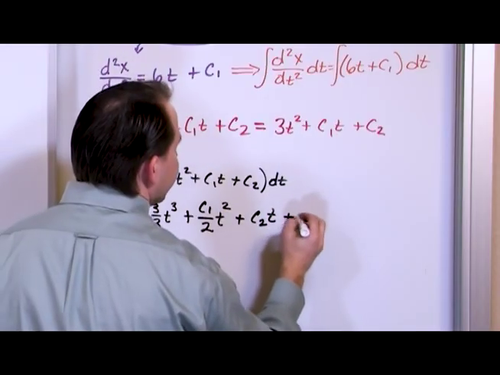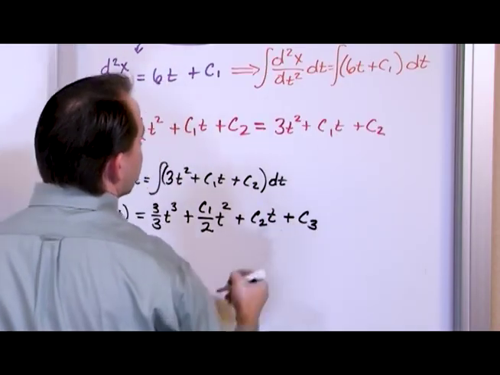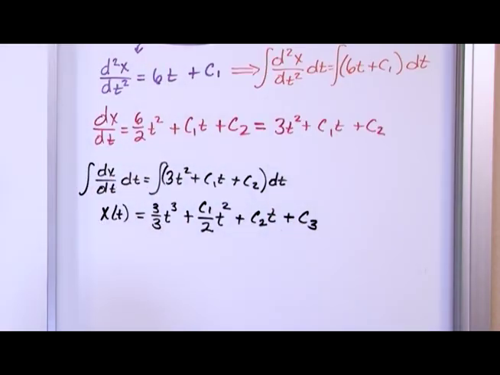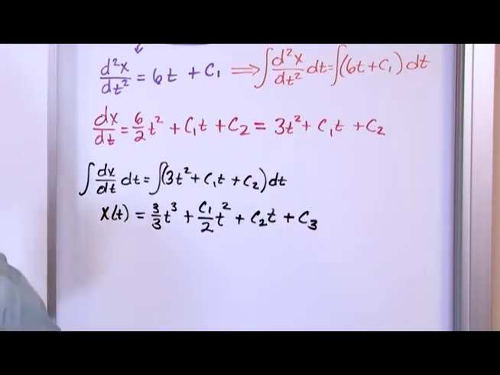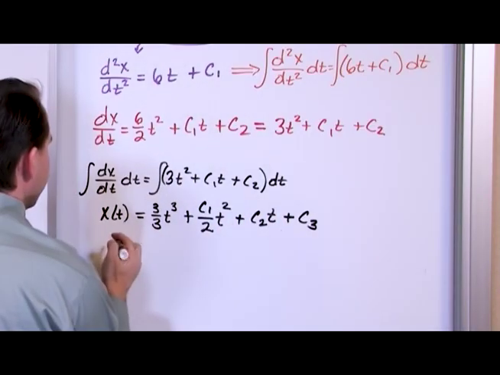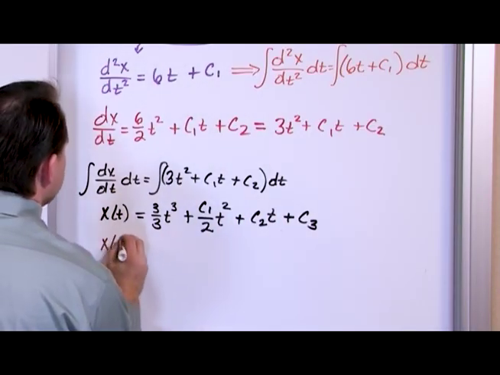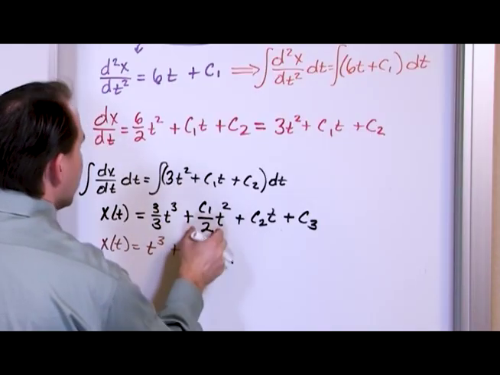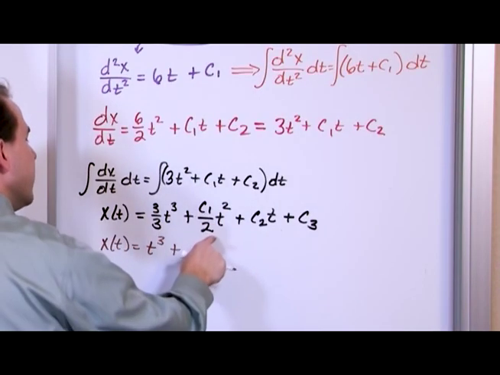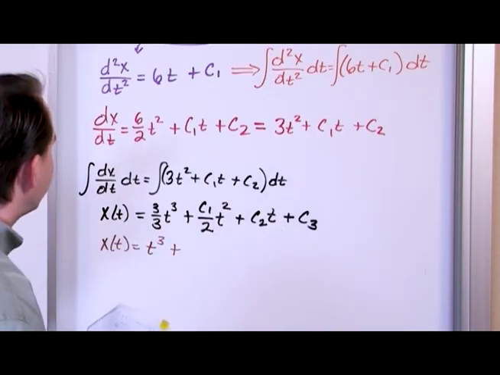And now we have to introduce yet another constant of integration. Now, there's a couple things I want to tell you here. Let's go ahead and do it one step at a time. Let me write this down in brown, let's say. Let me simplify this a little bit. x of t is equal to, this is just 1, so I'm going to make this t cubed. What do I do with this? This is c1 over 2, c1 over 2.